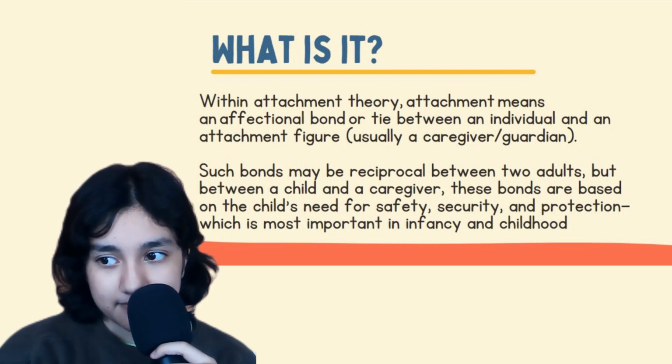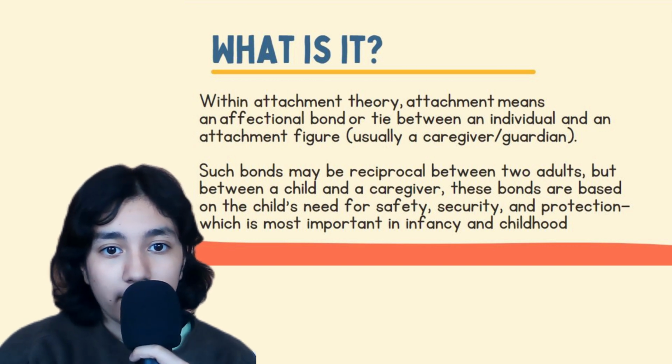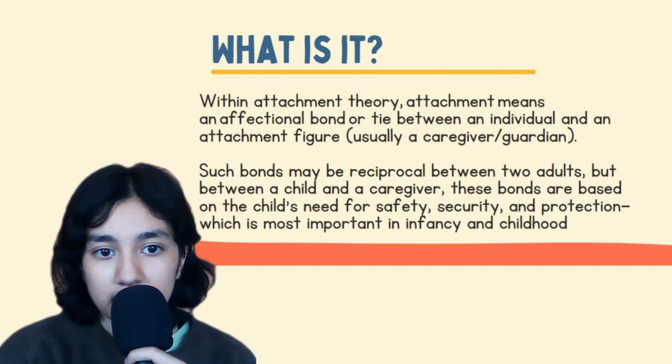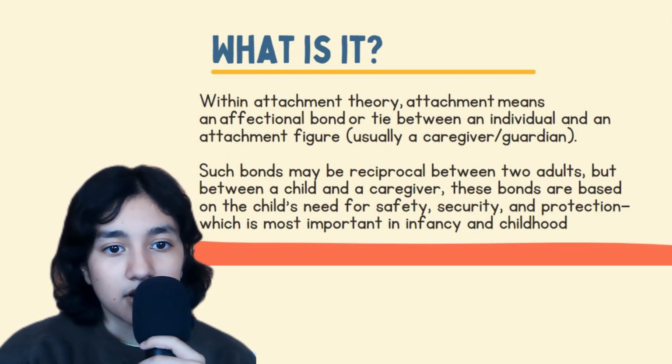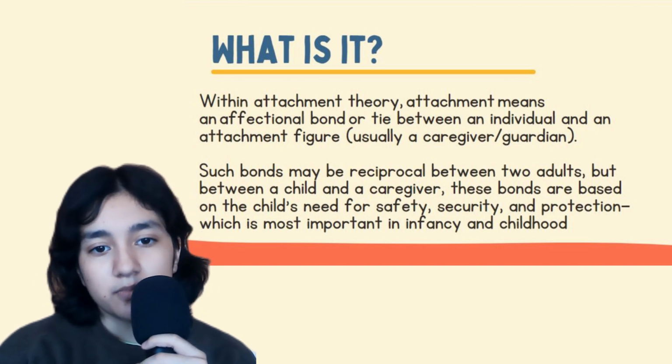What is the attachment? According to Wikipedia, within attachment theory, attachment means an affectional bond or tie between an individual and an attachment figure, usually a caregiver or guardian. Such bonds may be reciprocal between two adults. But between a child and a caregiver, these bonds are based on the child's need for safety, security, and protection, which is most important in infancy and childhood. I don't know if both are the same thing. But yeah, it's mostly in infancy and childhood.